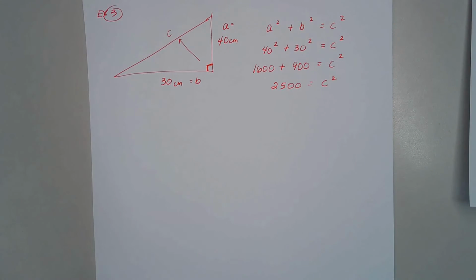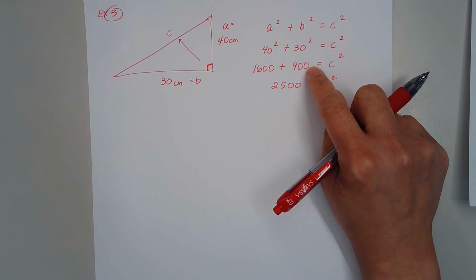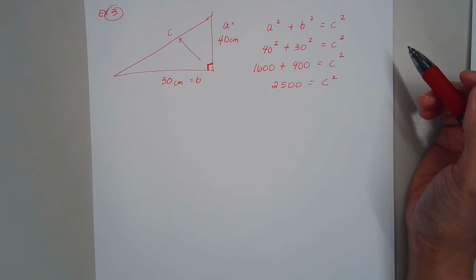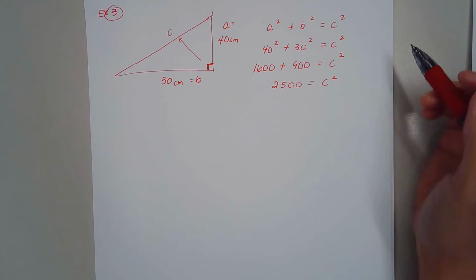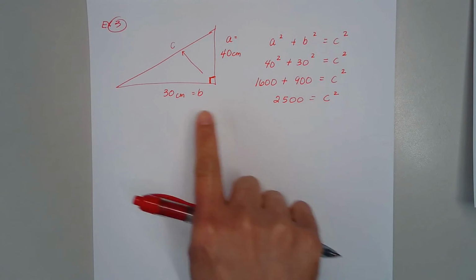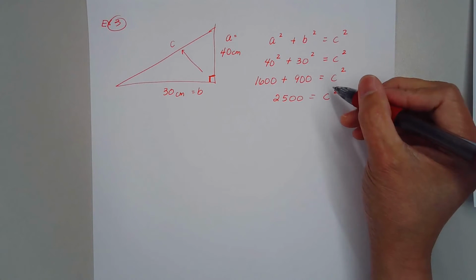1600 plus 30 squared. Okay, so this is not our final answer, right? We're trying to solve for c, not c squared. So how do you get rid of the squaring? To get rid of the squaring, we've got to take the square root.